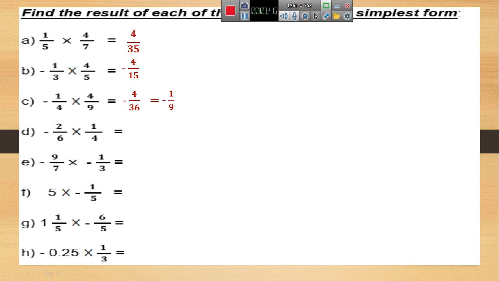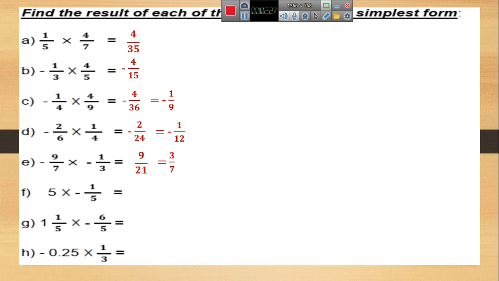The other one here, we also multiply numerator by numerator and denominator by denominator, and we will get a negative answer because of different signs, and we put this fraction in simplest form to get negative 1 over 12. Letter E, here we have the same sign, so our answer is positive after multiplying numerators and denominators to get 9 over 21. We can simplify both numerator and denominator, because both are in the table of 3, so we get 3 over 7 as the simplest form.